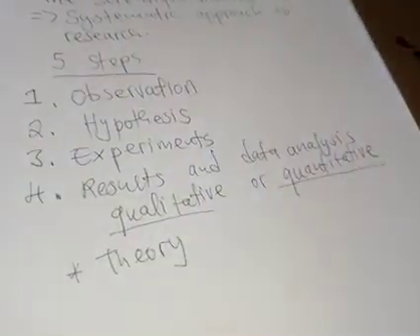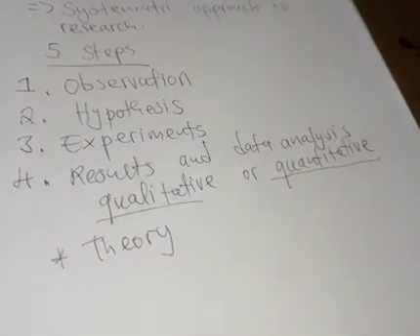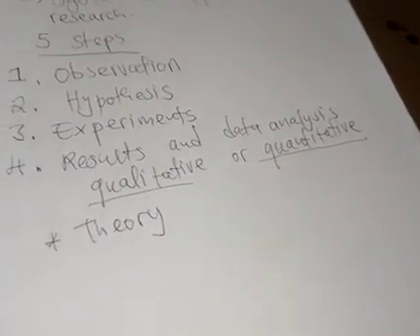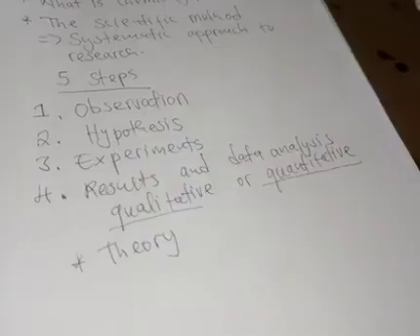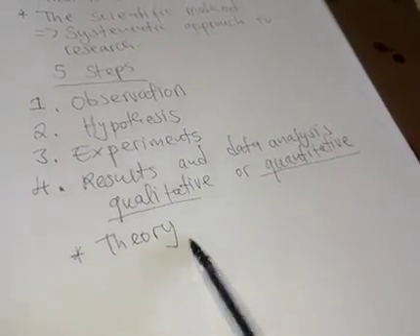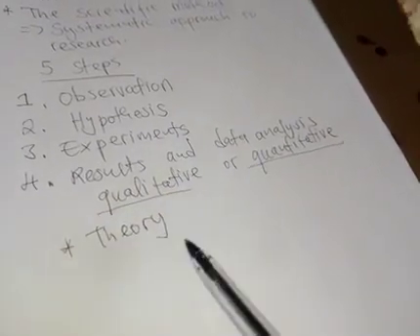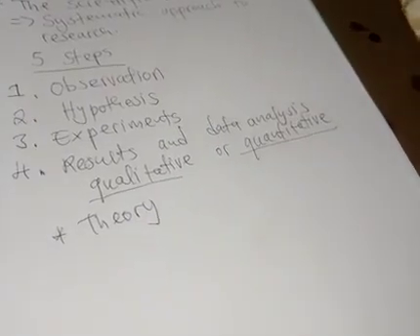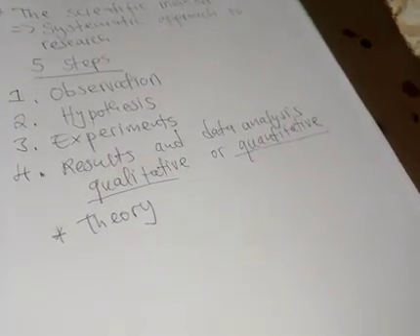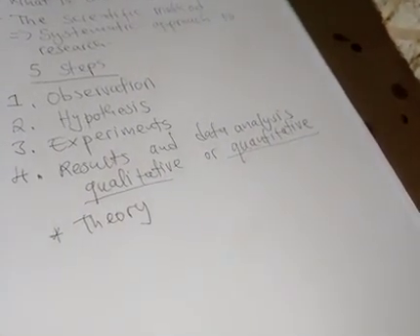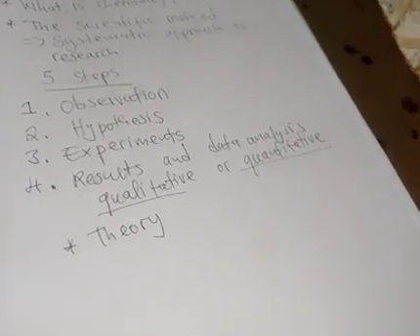So a theory is simply a unifying principle that explains a body of facts. Then what we must know is that a theory can't be proven. For example, the Big Bang theory simply talks about the evolution of life, but it can't necessarily be proven. So that's what happens.